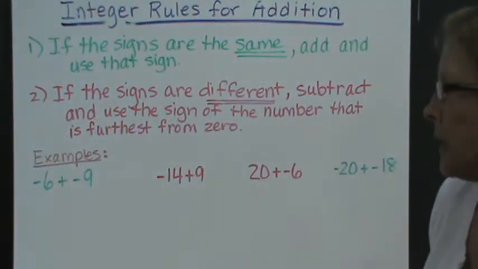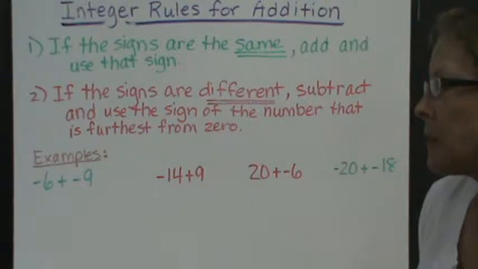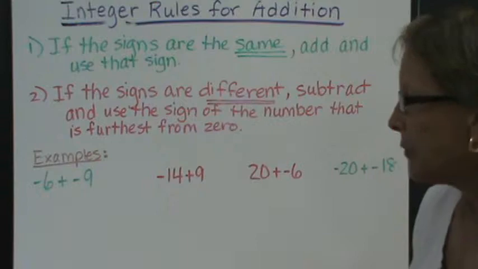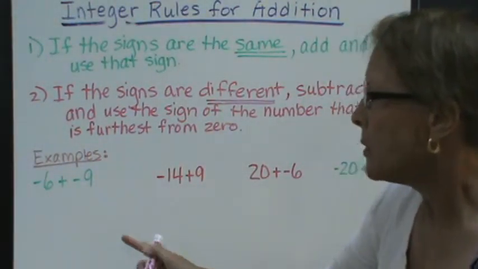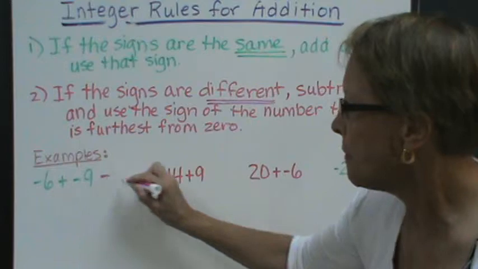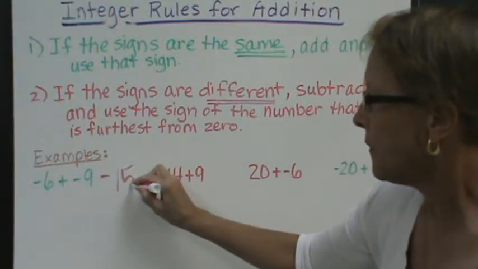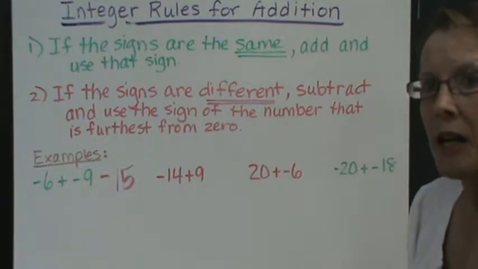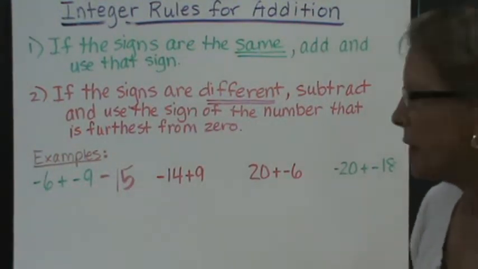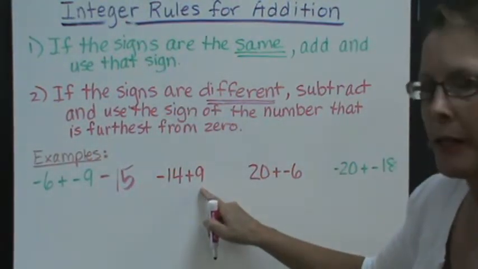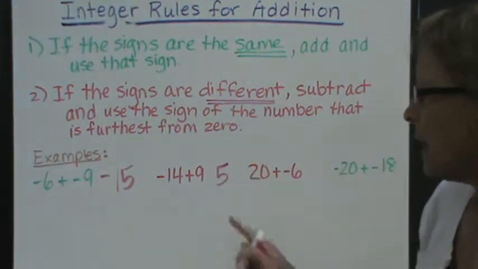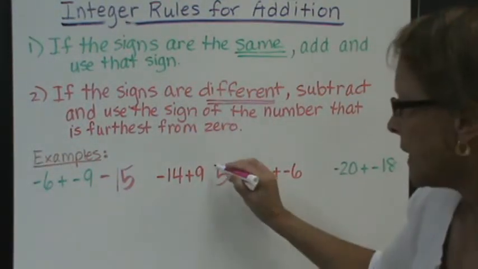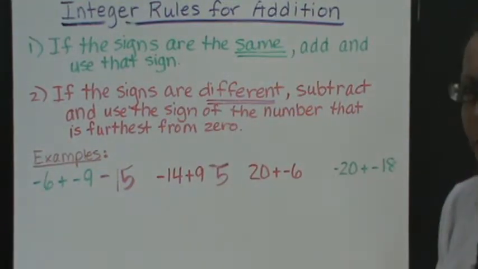Here's some examples. I've got a -6 plus -9. Are the signs the same, or are they different? Good. They are the same. So I'm going to have a negative for an answer, and 6 plus 9 is 15. Here I've got negative 14 plus 9. Are the signs the same or are they different? Good, they're different. So I'm going to do 14 minus 9, which is 5. And which number looks larger? Which one is further from 0? Good, the negative 14 is, so my answer is a negative 5.